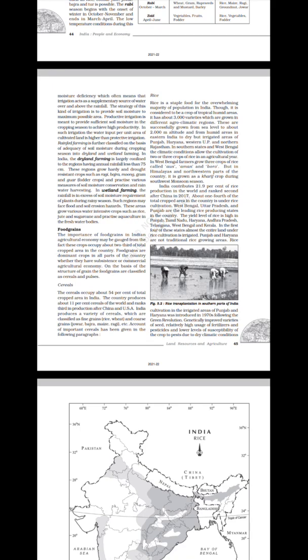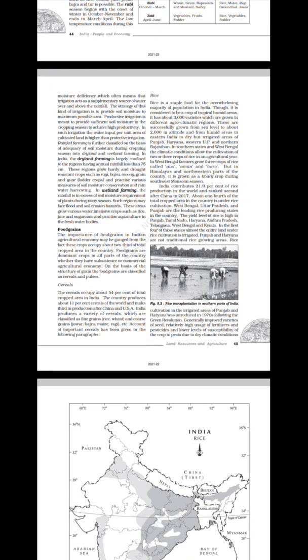In wetland farming, the rainfall is in excess of the soil moisture requirement of plants during the rainy season. Such regions may face flood and soil erosion hazards. These areas grow various water-intensive crops such as rice, jute, and sugarcane, and practice aquaculture in the freshwater bodies.